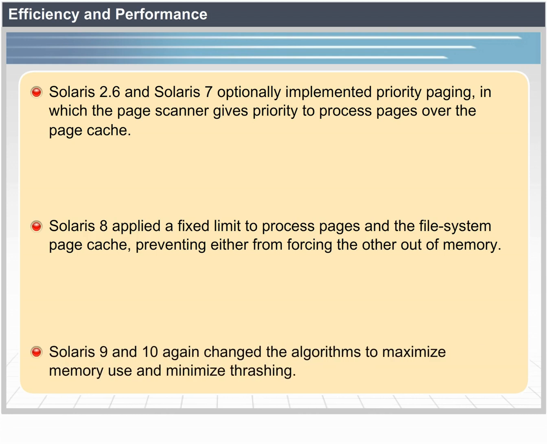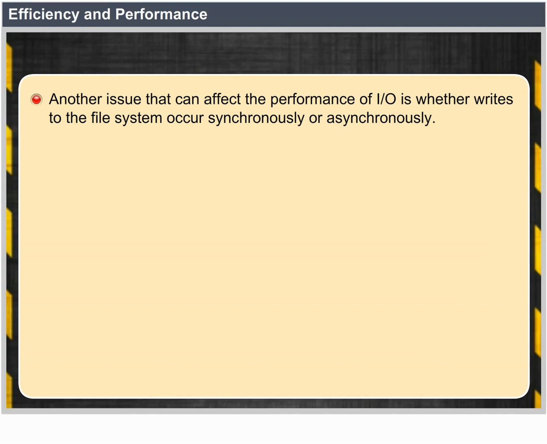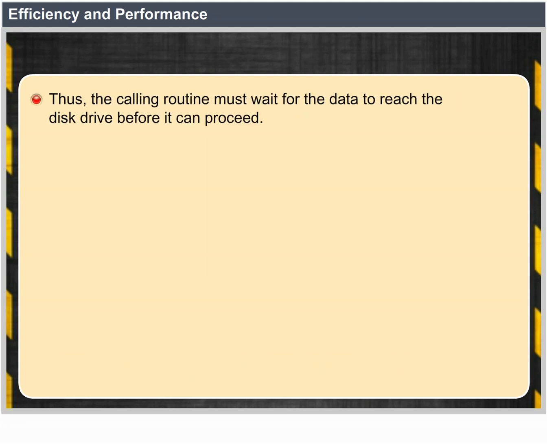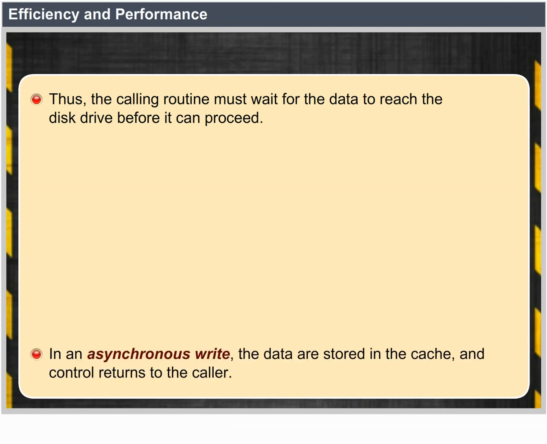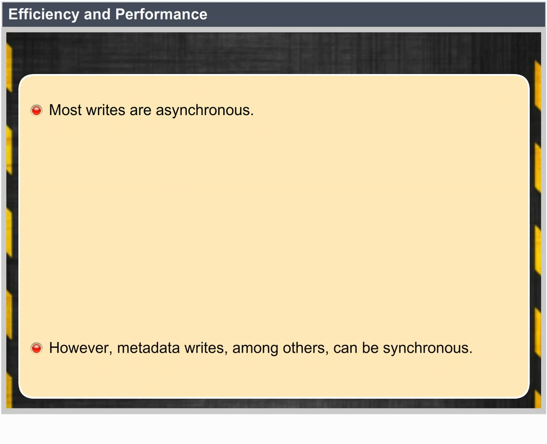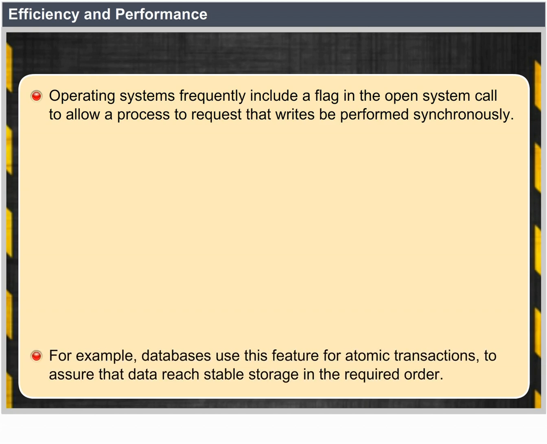Another issue that can affect the performance of input-output is whether writes to the file system occur synchronously or asynchronously. Synchronous writes occur in the order in which the disk subsystem receives them, and the writes are not buffered. Thus, the calling routine must wait for the data to reach the disk drive before it can proceed. In an asynchronous write, the data are stored in the cache and control returns to the caller. Most writes are asynchronous. However, metadata writes, among others, can be synchronous. Operating systems frequently include a flag in the open system call to allow a process to request that writes be performed synchronously. For example, databases use the feature for atomic transactions to assure that data reach stable storage in the required order.